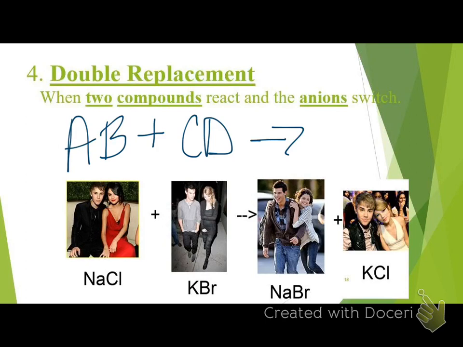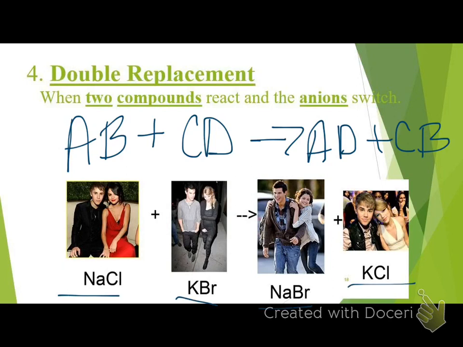And in an ionic compound, which element is always listed first? The metal, right? So A and C are your metals, your cations. B and D are your anions. And it says the anions switch, right? So now I have AD plus CB. And that's what I see down here in this example equation at the bottom. You all see that at the bottom? The chlorine and the bromine have switched partners. Y'all see that?